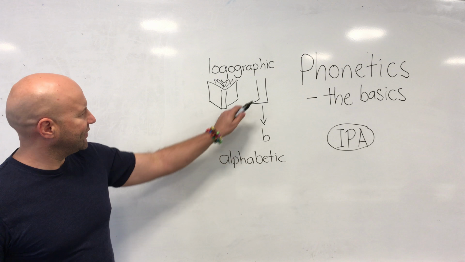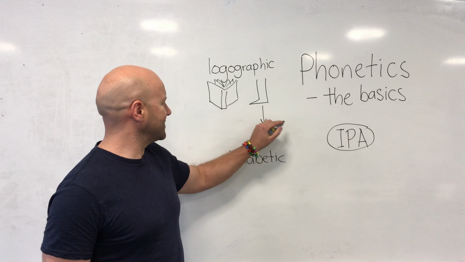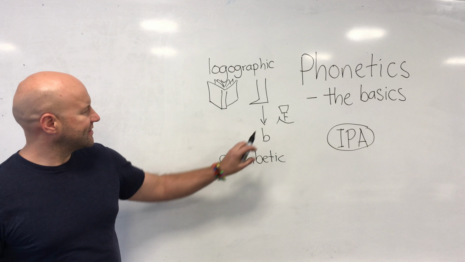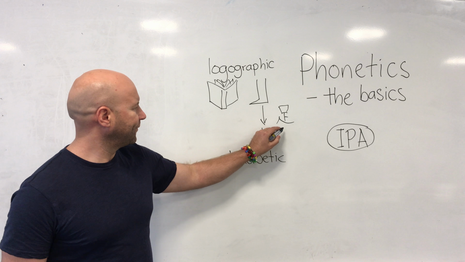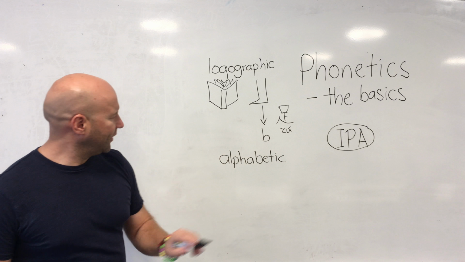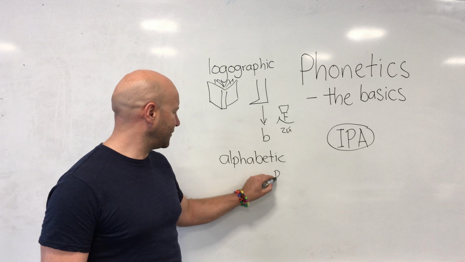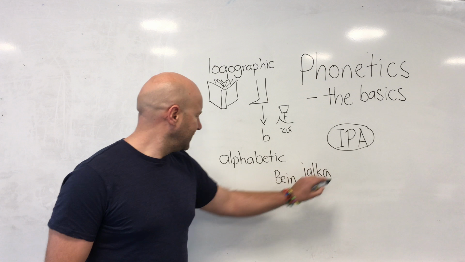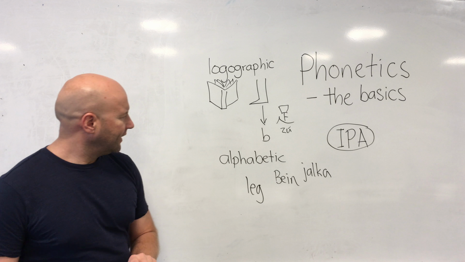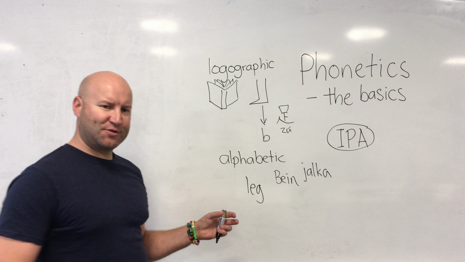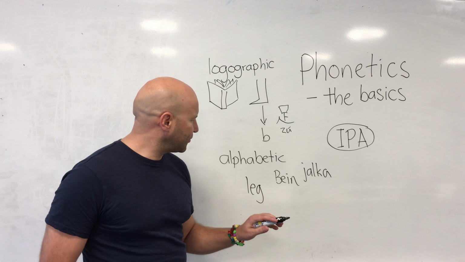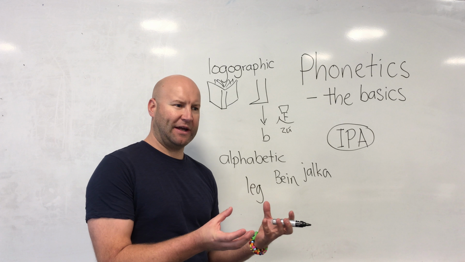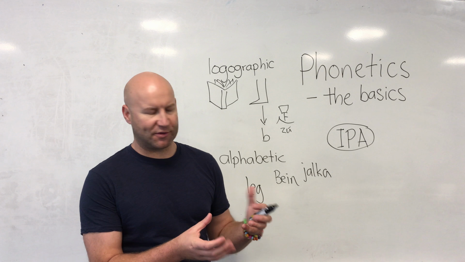So a logographic system, if we take Chinese for instance, also uses symbols to represent words. This is the Chinese word for leg, zu. Whereas in alphabetic systems, the German word for leg is Bein, in Finnish it's jalka. In English we say leg. And the idea here is one sound, one letter. The problem with English is that the language has developed and the writing system hasn't really developed to reflect that.